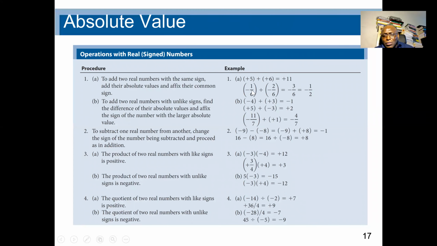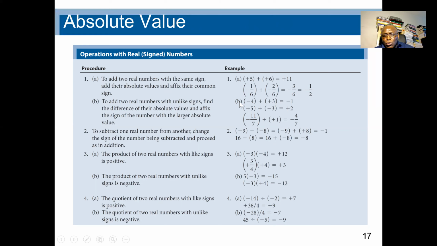Now here we have negative 1 over 6 plus negative 2 over 6. So here also we combine the two. Since the denominator is the same, 6, we keep our 6, then we combine -1 plus -2. That will give me -3. And we know 3 can go into 6, 2 times, so we get -1/2.